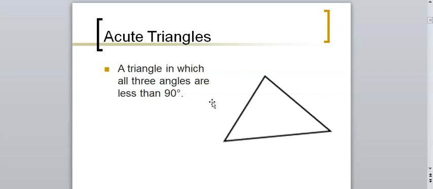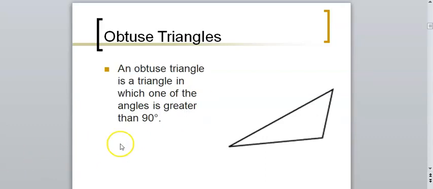Then we also have what we call acute angle. Acute angles are angles that are less than 90 degrees. So that is why we said in an acute triangle, all the angles there are less than 90. We also have obtuse triangle, from the word obtuse angle.